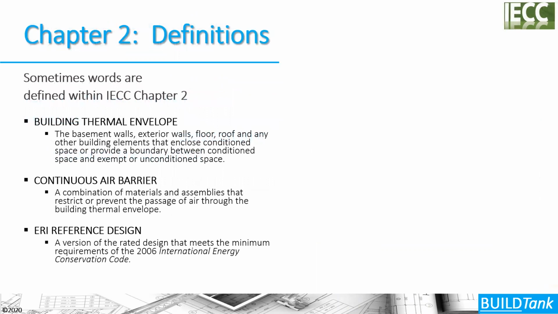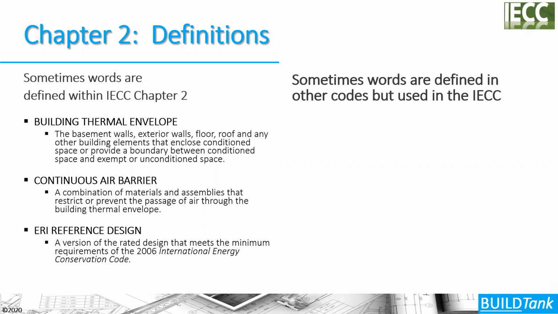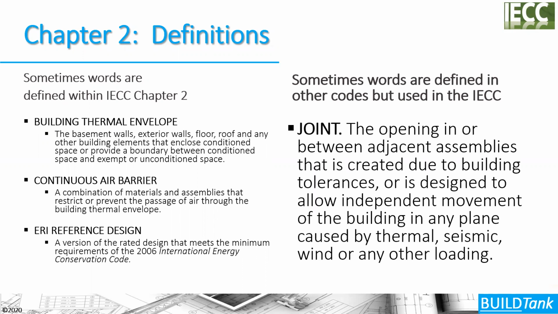Okay, moving on to chapter 2. We're talking about the definitions in the code. There are a lot of things that are defined in the code, including the thermal envelope and air barriers. ERI, what is a reference design for the energy rating index, is defined. Some words are defined in the ICC, and some are defined in other codes in the IECC. So, for example, joint is defined in another code here.